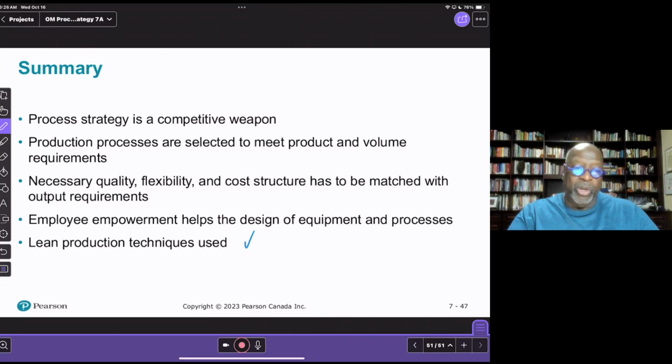All right? So we've just introduced you to process strategy and why it's important, and recognize that all goods and services are produced from a process, and it has to be in alignment with the mission and the vision and the strategy of the organization.